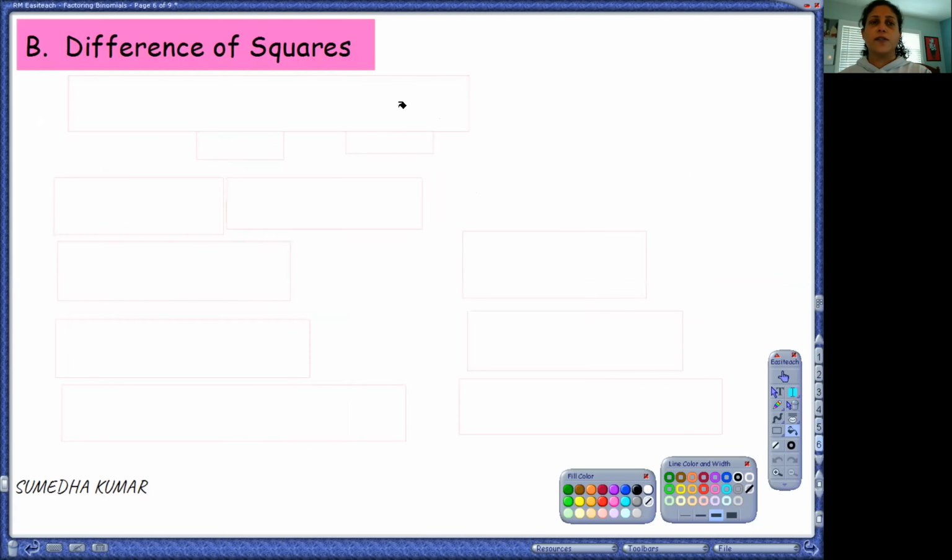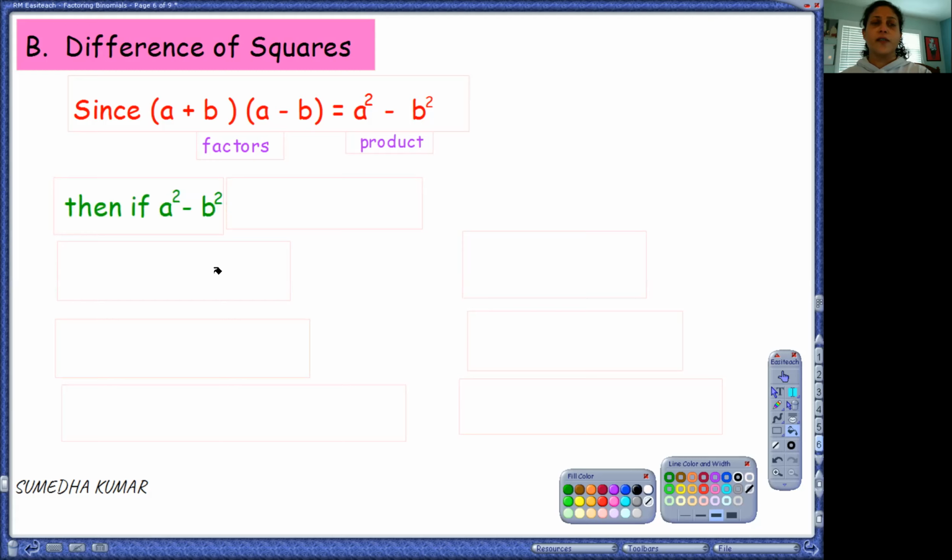So when there is a difference of squares, this is something again we've done in the previous lessons. When you multiply the sum and a difference of the same number, these two factors on the left, you end up with a product of a squared minus b squared. And so if a squared minus b squared is given and you have to find the factors, then it's a plus b times a minus b. So let's try this out.